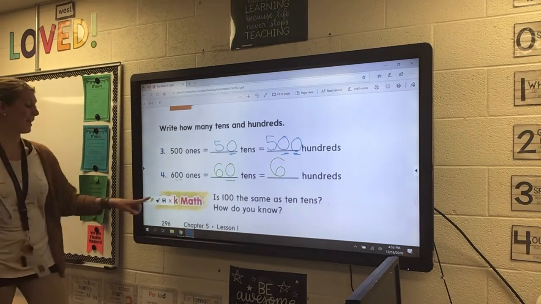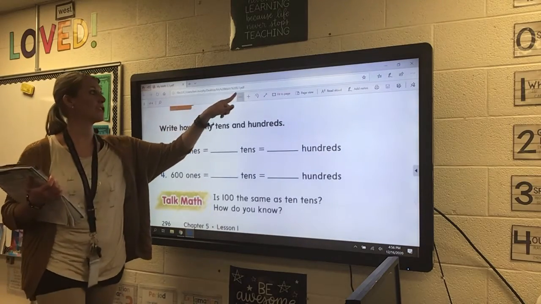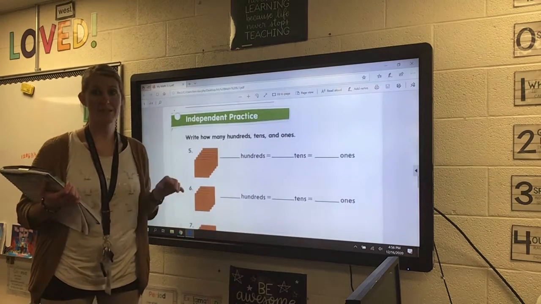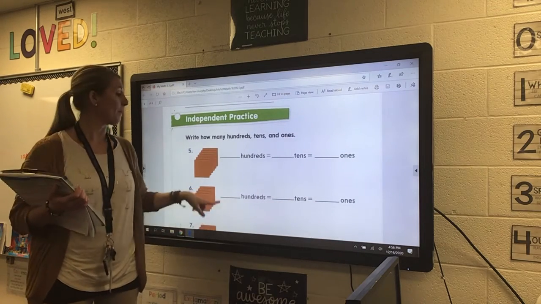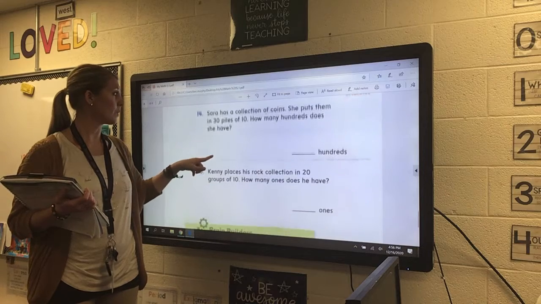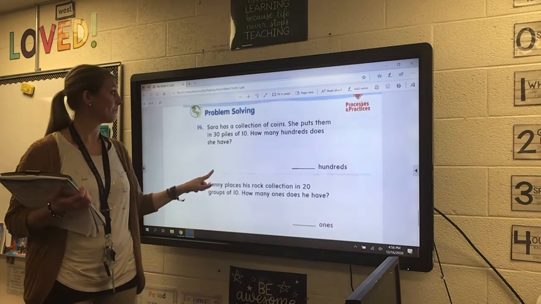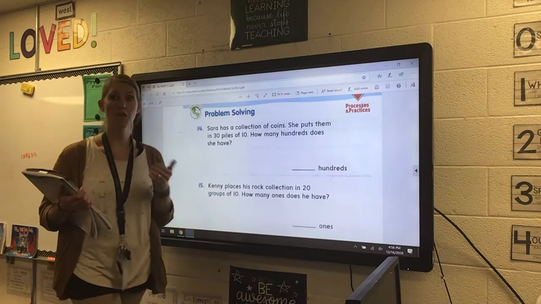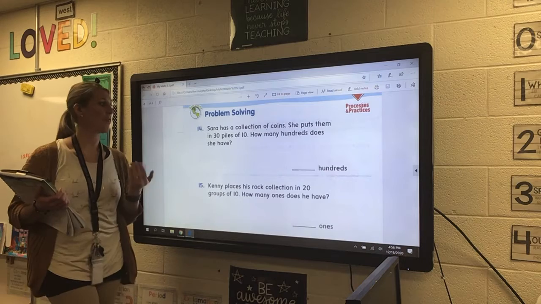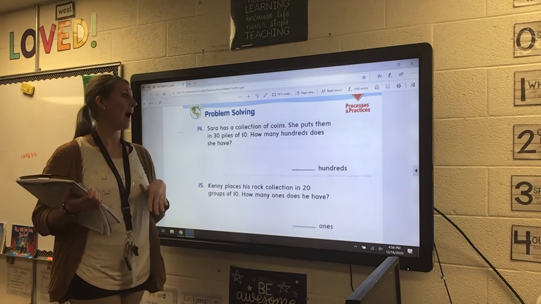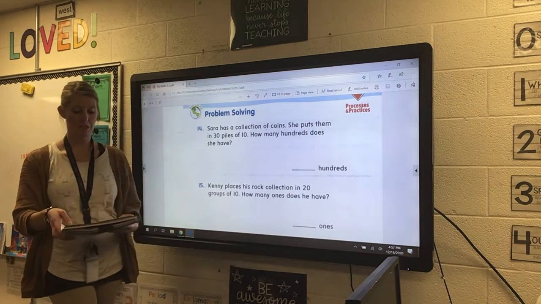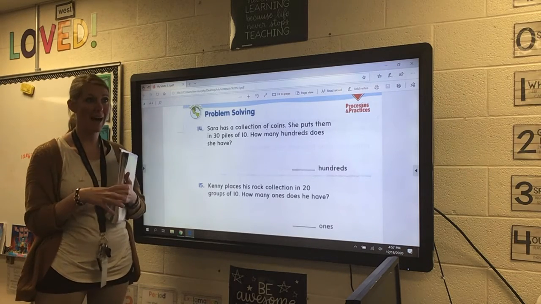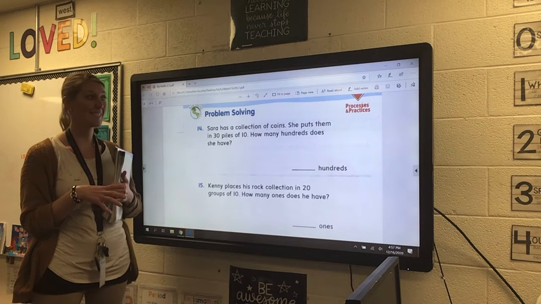Okay? All right, now, the next page is going to be a practice for you. So the next page, the independent practice, I want you to practice this. Before we do the independent practice, I want us to do the problem solving, okay? Now, on number 14, it says Sarah has a collection of coins. She puts them in 30 piles of 10. How many hundreds does she have? So she has 30 piles of 10.